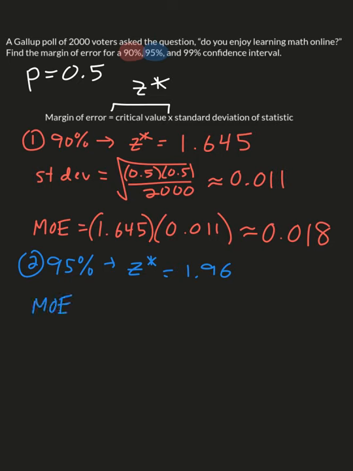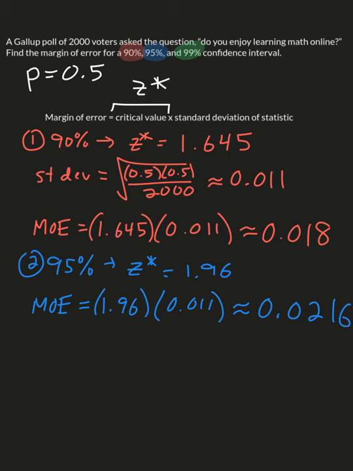So we know that the margin of error, again, is going to be equal to the critical value times the standard deviation. The critical value has changed. It's now 1.96. But the standard deviation is the same, so you can use the same standard deviation for all of these problems. And we end up getting a margin of error of 0.0216. Again, it's a little bit bigger than the first margin of error, which makes sense because we are more confident that we're capturing that true proportion.